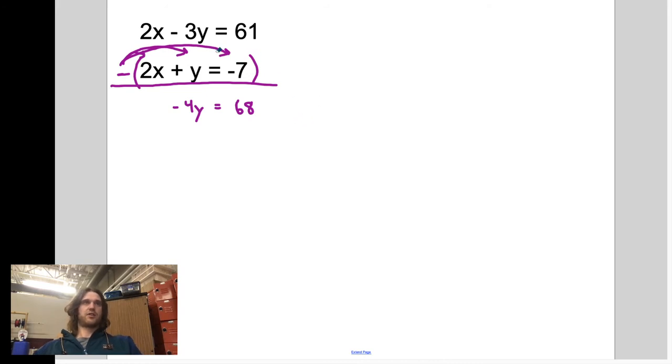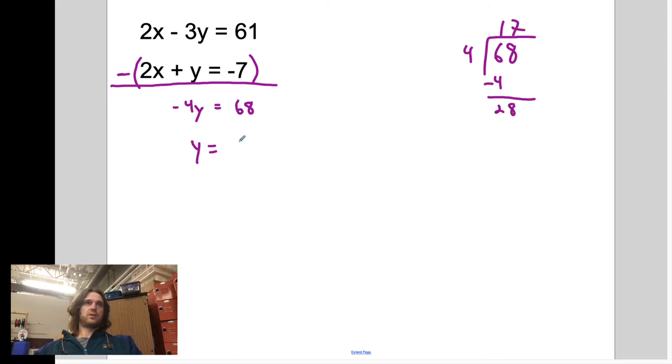The common mistake on this question is people don't add those parentheses, and so they just change the first term. Or they add the parentheses, they put the minus sign, and they still just add. So please be careful and make sure you're visiting the sign between each term. So 2x minus 2x, negative 3y minus y, 61 minus negative 7, which is really 61 plus 7. Okay, so now we want to divide both sides by negative 4. So we'll get y equals, and then we got to figure out what 68 divided by 4 is. 17. So y is equal to negative 17.